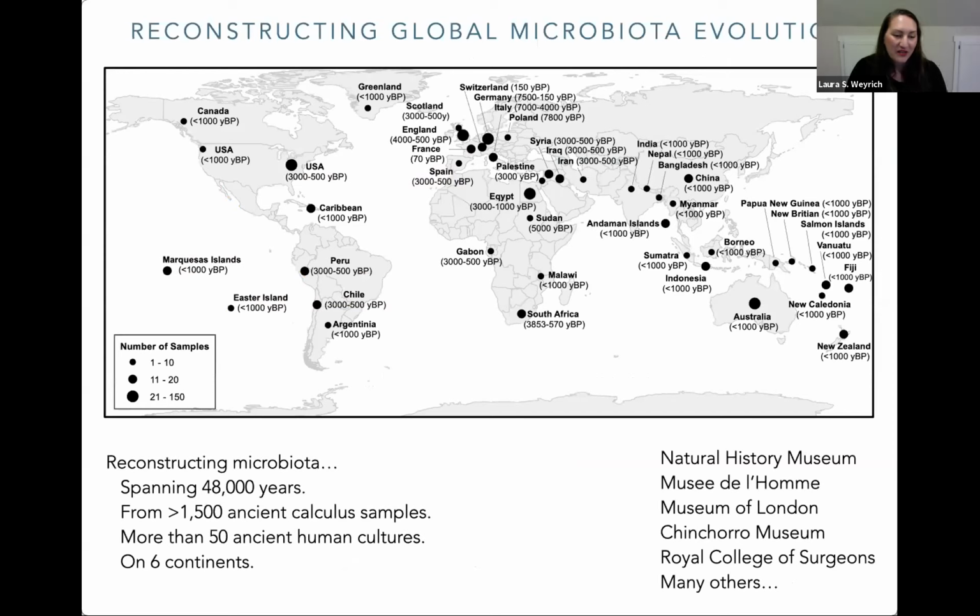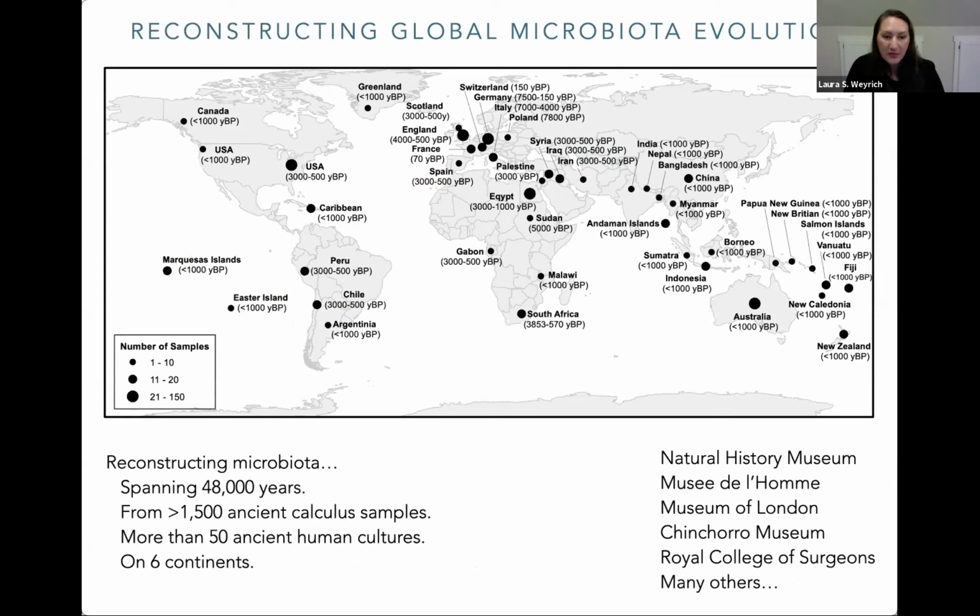And in fact, we have been busy reconstructing oral microbiomes from six different continents from over 50 different ancient cultures. And at last check, we're actually over 1600 ancient calculus samples at this stage that span over the last 48,000 years. We collaborate with lots of museums and archaeologists, but also local communities to ensure that their questions and their desires also get integrated into the research.